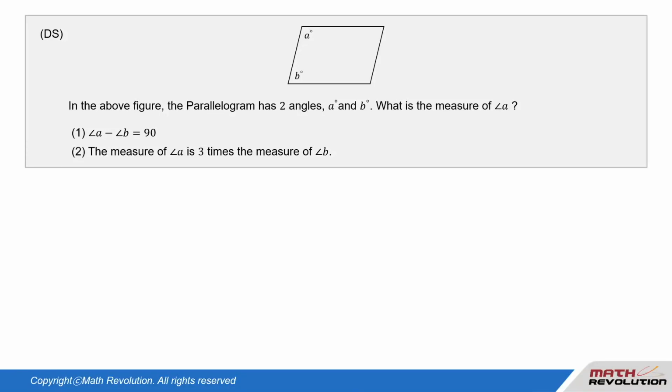Question. DS. In the above figure, the parallelogram has two angles, A degrees and B degrees. What is the measure of angle A? Condition 1. Angle A minus angle B equals 90. Condition 2. The measure of angle A is 3 times the measure of angle B.